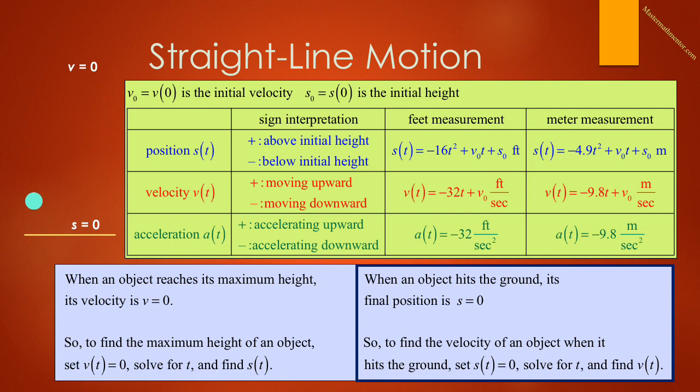When an object falls from maximum height, it has an initial velocity of 0. As time goes on, the velocity gets more and more negative because the speed increases. When the object hits the ground, its final position is s equals 0. So to find the velocity of an object when it hits the ground, set s of t equal to 0, solve for t, and then find v of t.